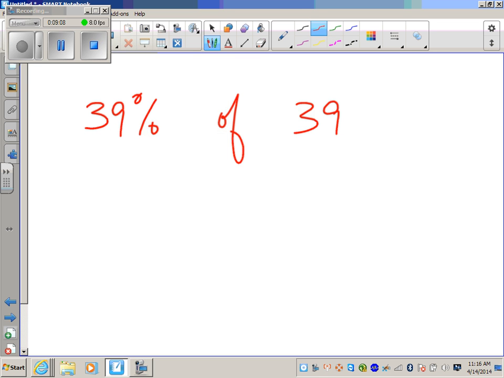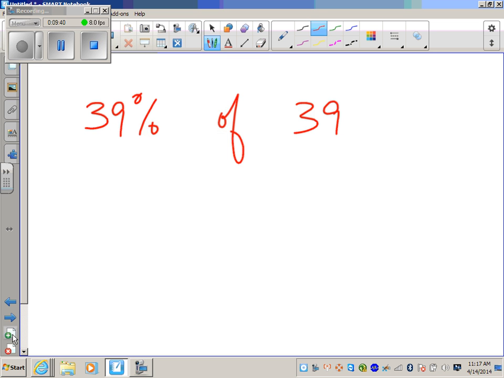39% of 39. No, it's not a trick. No, it's not 100. I have a percent. I'm not looking for a percent. I have a percent. If you tell me your answer is 39, you're wrong, because you're saying 39 over 39 equals 39%. No. Just play the game. Do what we've been doing. Don't try to figure this stuff out in your head using a different method than what we're using.